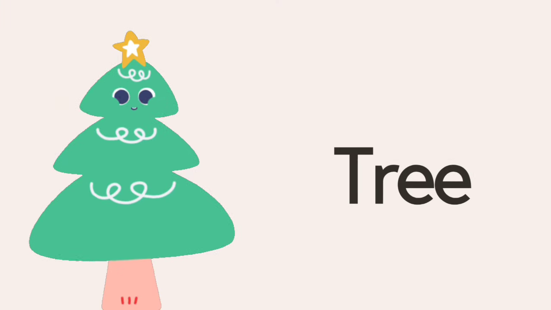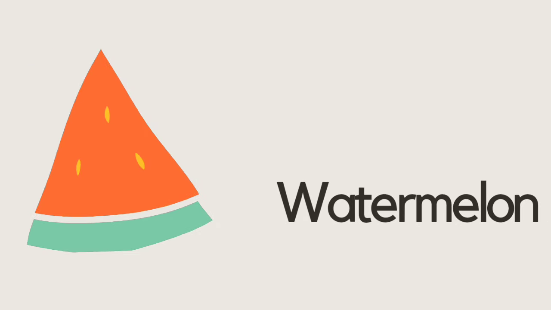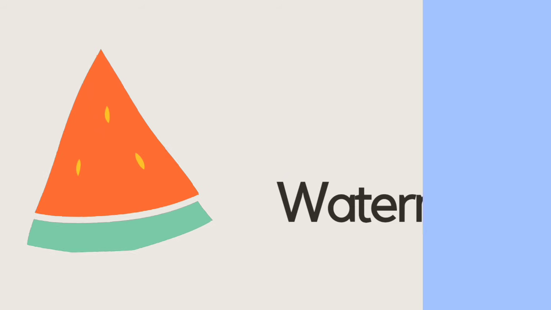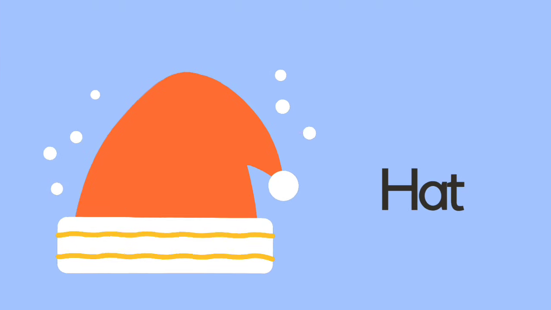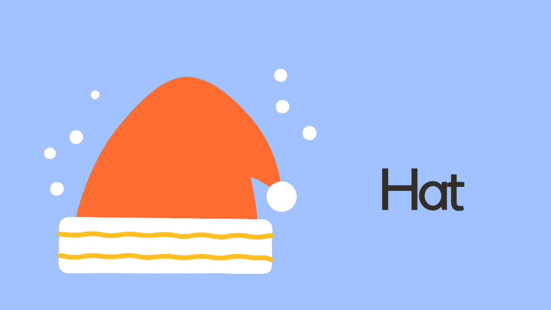Tree. Shape of a pine tree is triangle. Watermelon. Shape of a piece of watermelon is triangle. Hat. Shape of this hat is triangle.